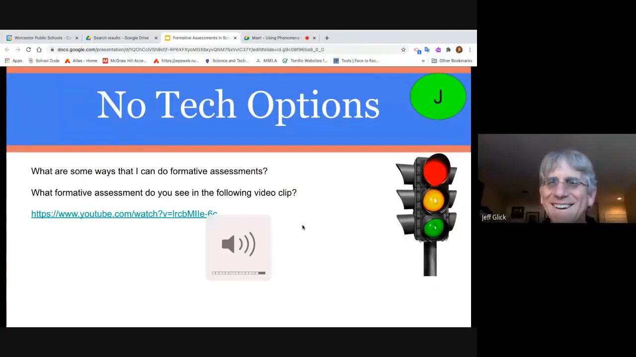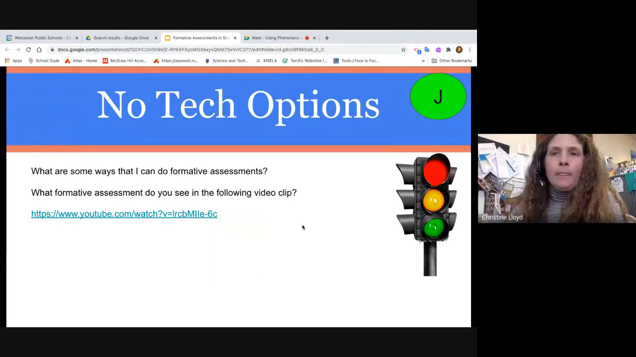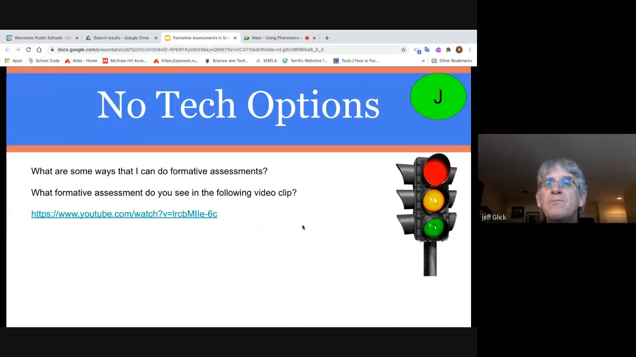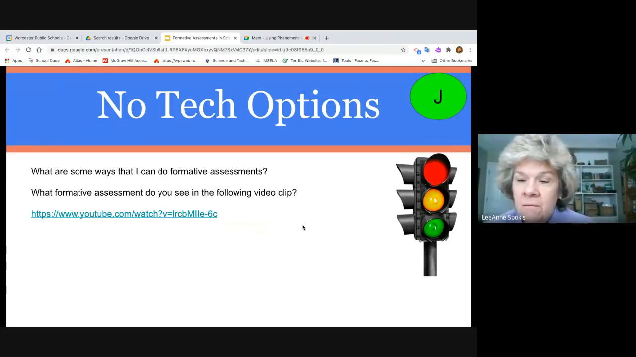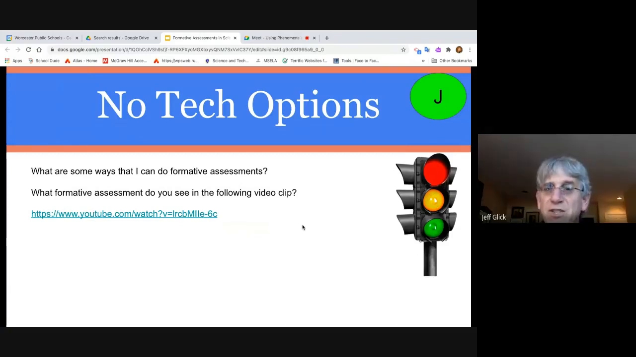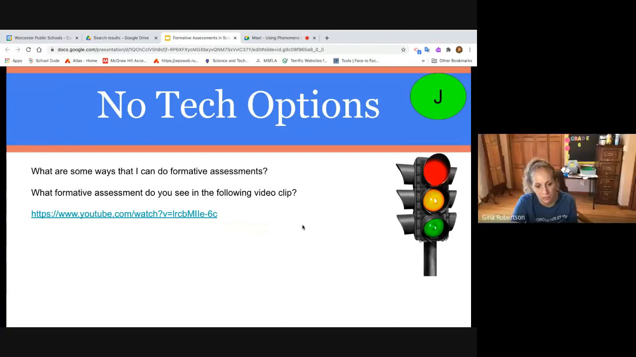Here we go. What formative assessments did you see, if any? The whiteboard. I'm sorry, Leanne? Yeah, the whiteboards, so she could just have them hold it up and she knew right away who had it and who didn't. Great. Peer discussion? Peer reflection, is that what you said, Gina? Yes. Yeah, good.